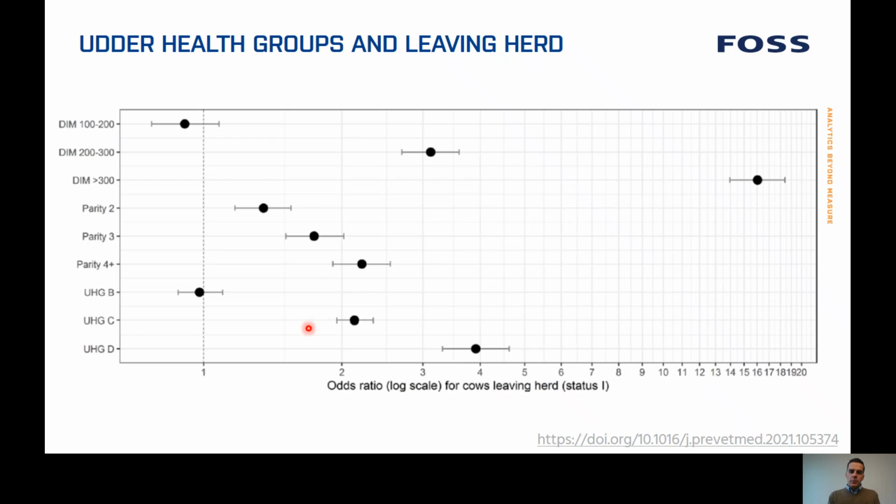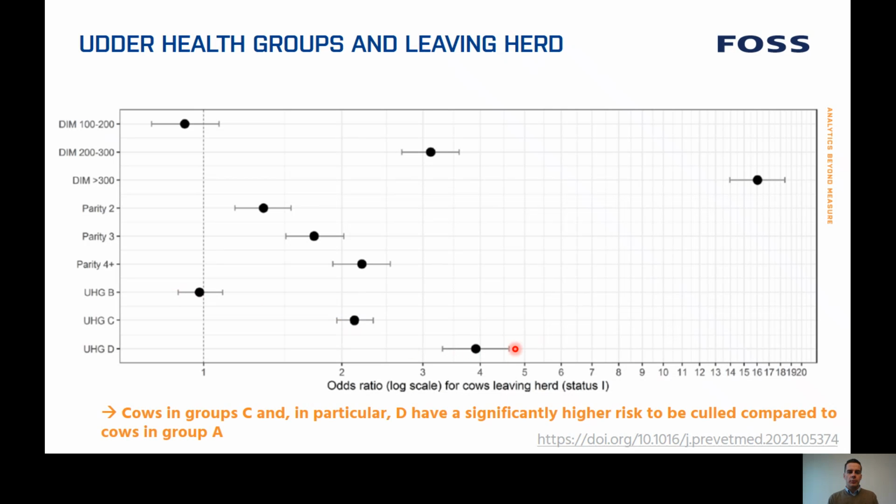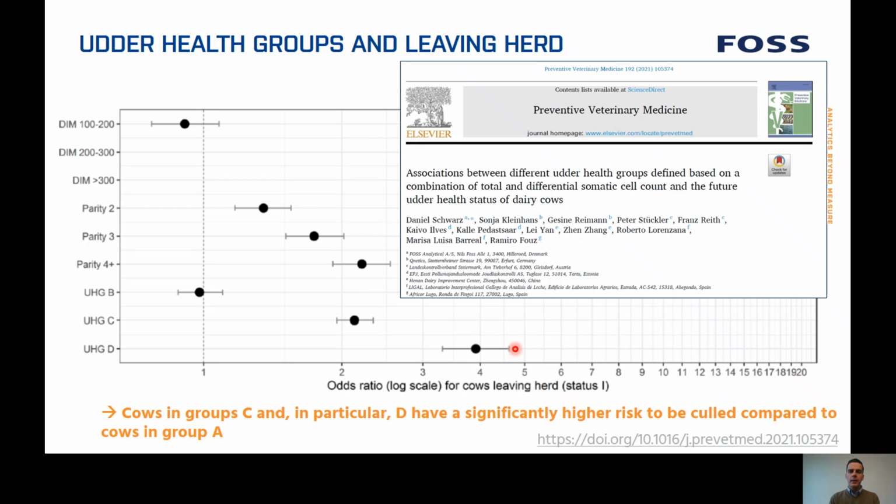In terms of the other health groups, it was very interesting to see that cows in groups C and D have very high odds, far higher than those in group B and A, which is our reference, which is what we are comparing to. And in particular, these high odds ratios for the cows in group D are yet another confirmation for something being chronically wrong with the cows in group D.